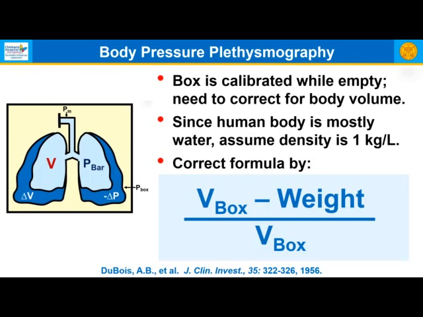The box was calibrated empty, so we're going to need to correct for body volume. Now we've put a human in there, and that human takes up some of the original volume. When there's a change in volume within the box, it's going to reflect a higher pressure because there's less overall gas in the box. So we have to correct for that. We do this simply by saying that since the human body is mostly water, we assume a density of 1 kilogram per liter, and therefore we correct the volume by the volume of the box minus body weight, which is assumed to be near body volume, over box volume. So that factor is used to correct the previous number that we get.